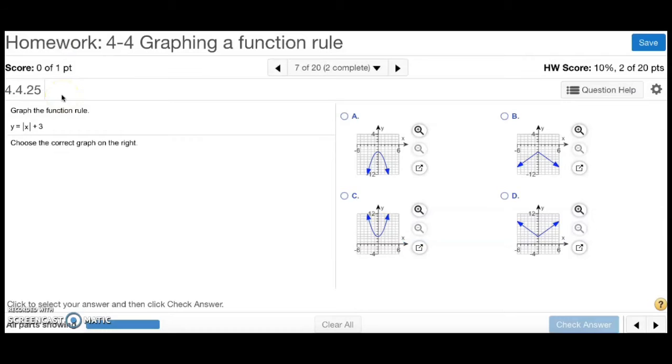Number 7, it says to graph the function rule. So look at our function we have. You have y equals absolute value of x plus 3.